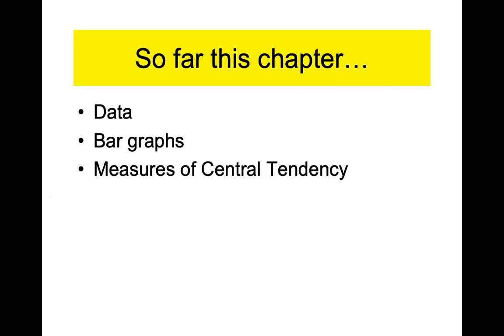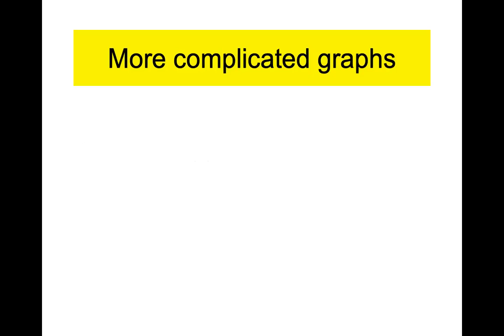All right, so far in this chapter, we've taken data, we've made bar graphs, we've made line graphs, and in the last couple classes, we've done measures of central tendency. That was your mean, median, and mode. We also did range as well. There are more complicated graphs. This is kind of like the pause before we see some of those.